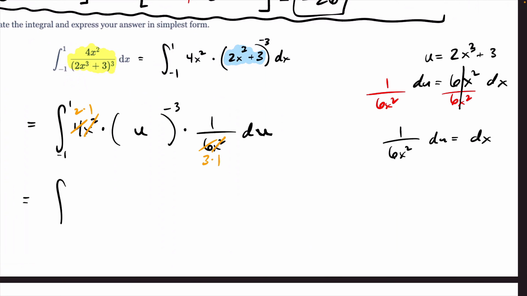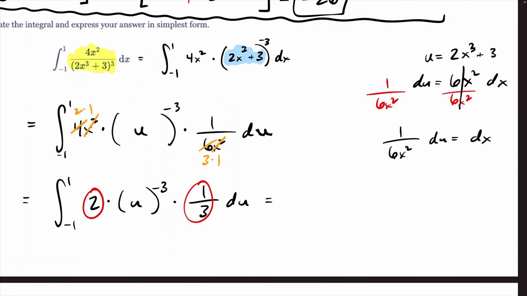Okay, so let me rewrite it. From 1 to negative 1, I have 2 times u to the negative 3 times 1/3 du. You can multiply the 2 times the 1/3 to make 2/3, right? I would suggest multiplying these two and then whatever you get, move it to the front. So 2/3, integral from negative 1 to 1 of u to the negative 3 du.